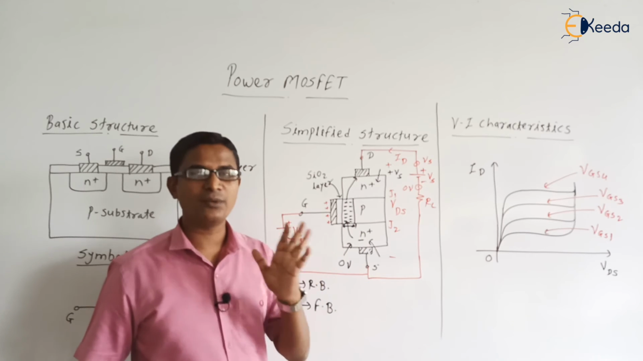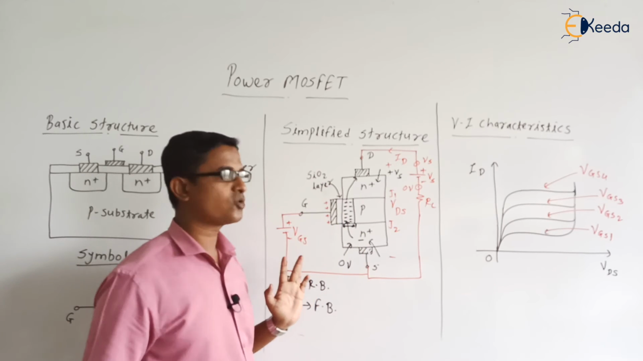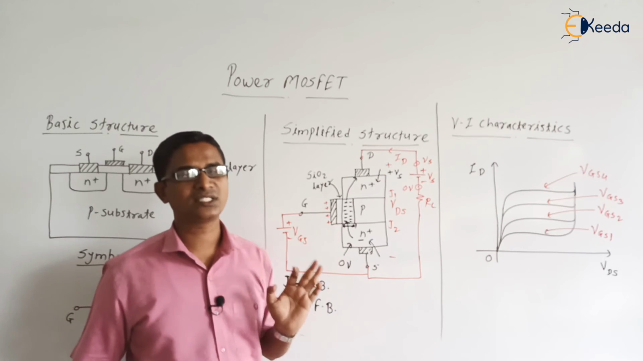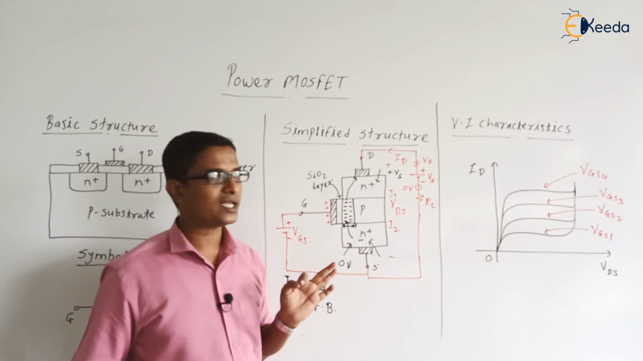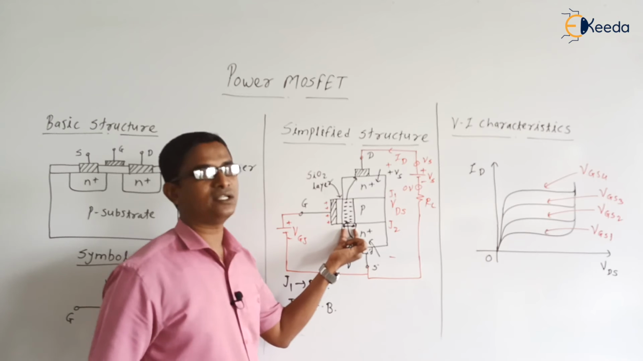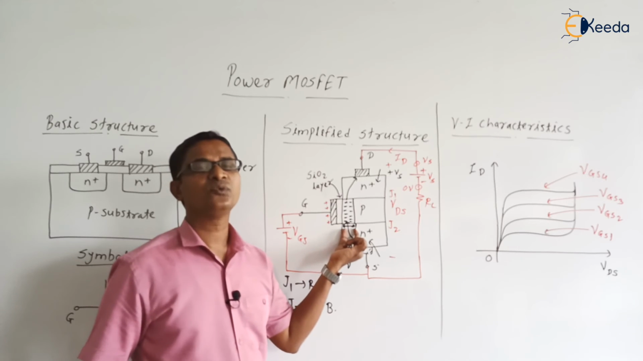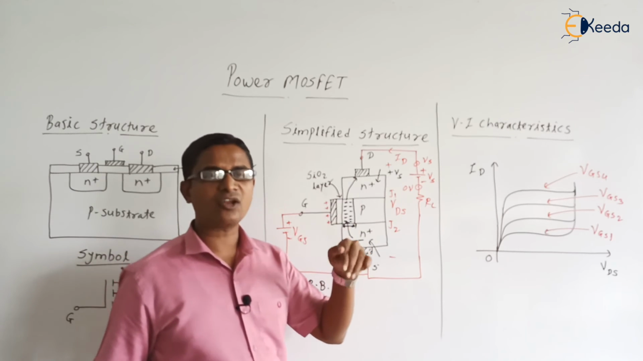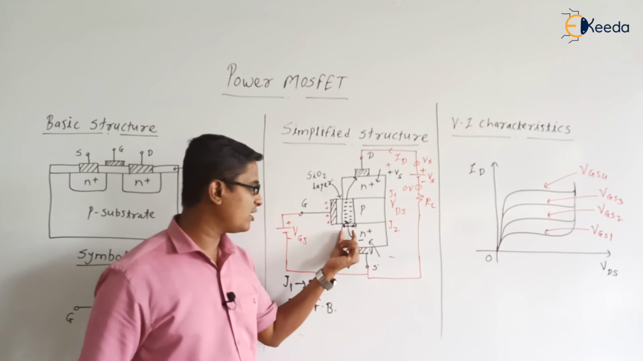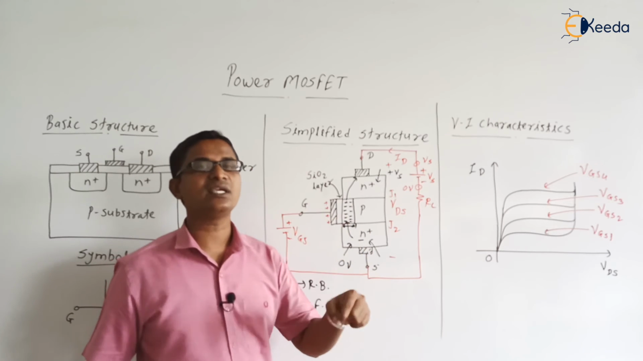So, very important: MOSFET is a voltage controlled device. Are you getting the point? That's why it is known as the N channel. Why is it the N channel? Because here we are forming a layer of negative charges, a channel of negative charges. That's why it is the N channel.